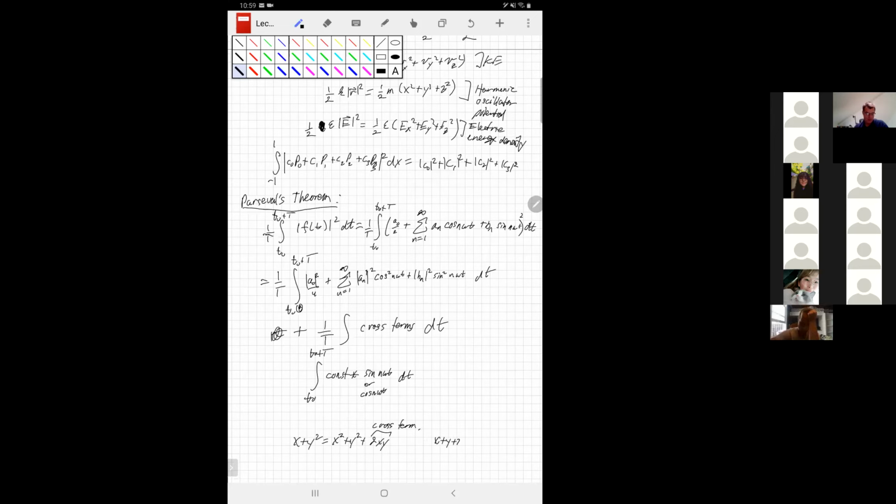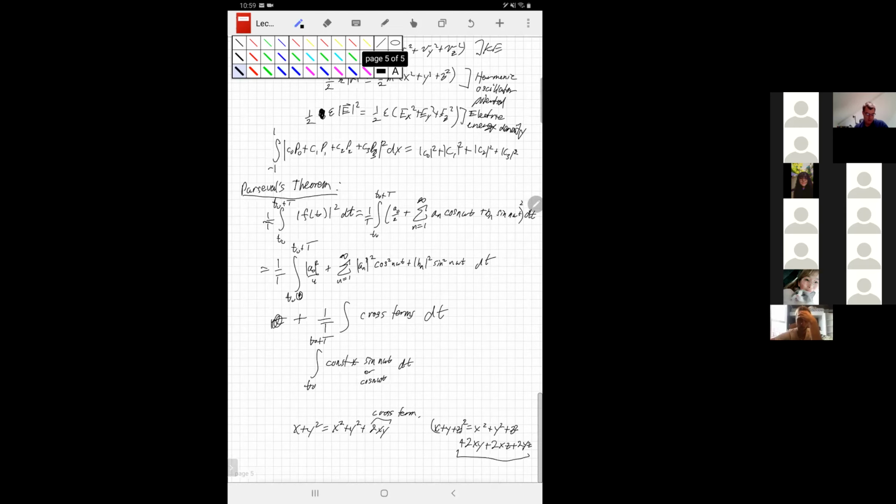And x plus y plus z squared is x squared plus y squared plus z squared plus 2xy plus 2xz plus 2yz. Again, these are cross terms. And if I added up four things, then I get even more cross terms. It turns out that the number of cross terms, if I've got n things added up, is n times n minus one over two. Because there's n possibilities for the first thing in the product, n minus one possibilities for the second thing in the product. But then I divide by two because there's some double counting. If I swap them, it's really the same thing, even though they're getting counted differently. So I divide by two to correct for the double counting.